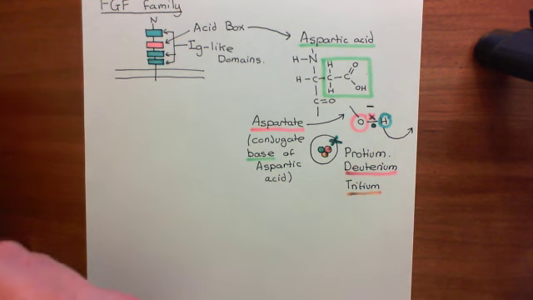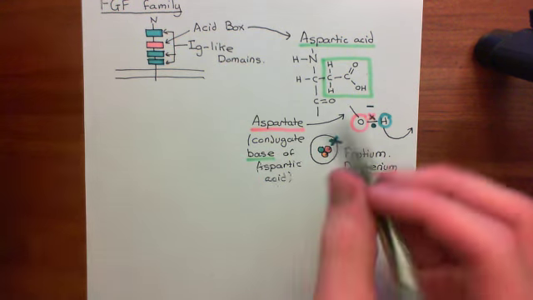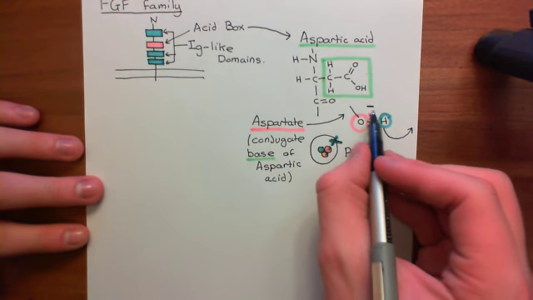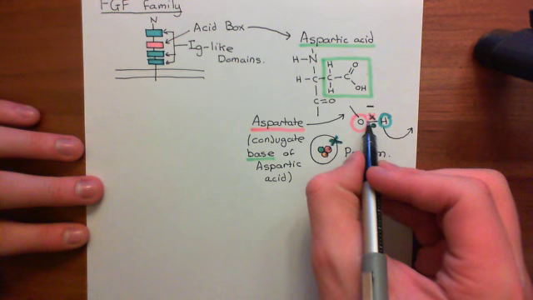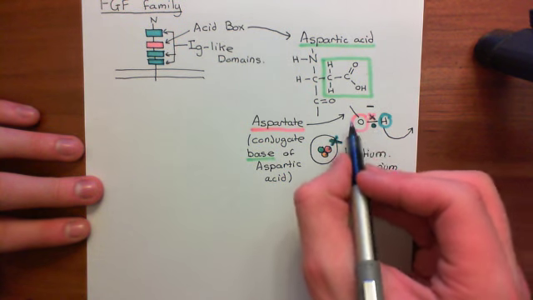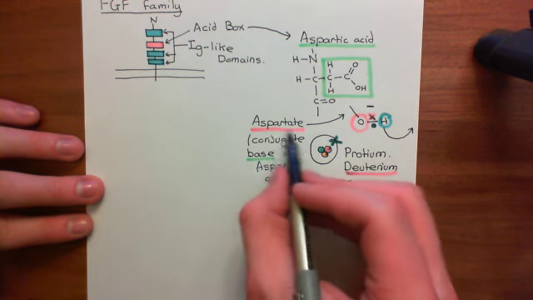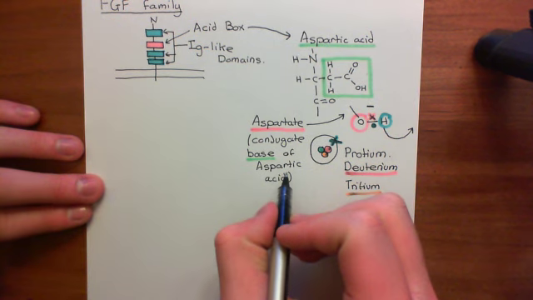Okay, so because you've got the negative charge, for instance, on this oxygen here, you can accept a proton from solution, and therefore you are a base. So aspartate is the conjugate base of aspartic acid.